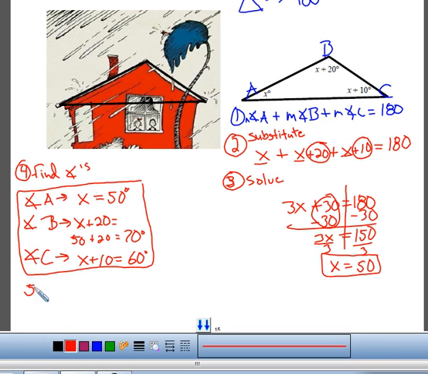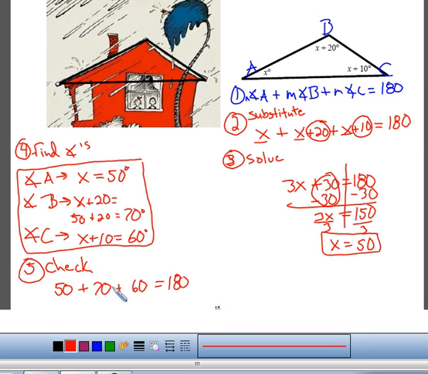The last step is just to do a quick check to make sure that it works. So, does 50 plus 70 plus 60 equal 180? 50 plus 70 is 120. 120 plus 60 is 180. So 180 equals 180. This checks. All right. Pretty simple stuff. Looks like the kind of math we've done before, just involving the angles. So let's go ahead and take a look at the next page.